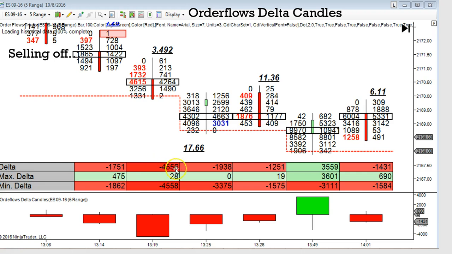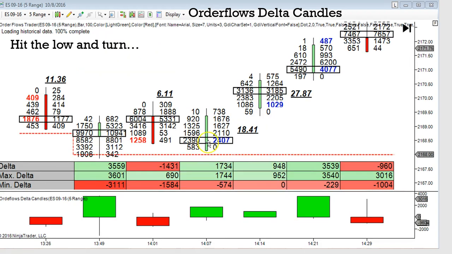So you have declining net selling coming in here. That's very obvious. That's very clear. Then you get a very strong positive delta here at the low. You can see the delta candles, strong negative, less strong, and then it turns positive. So you have this trend developing here from very negative, to less negative, to positive. And what happens? You hit the low and you turn.